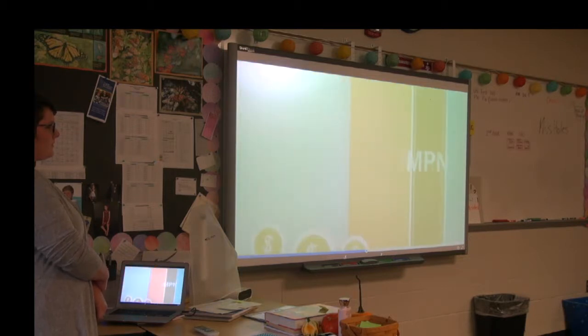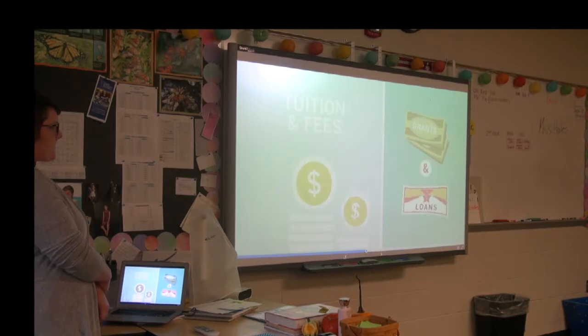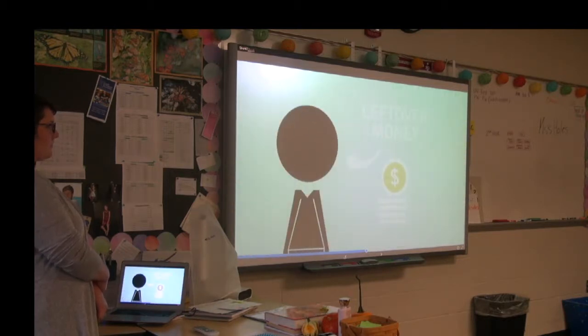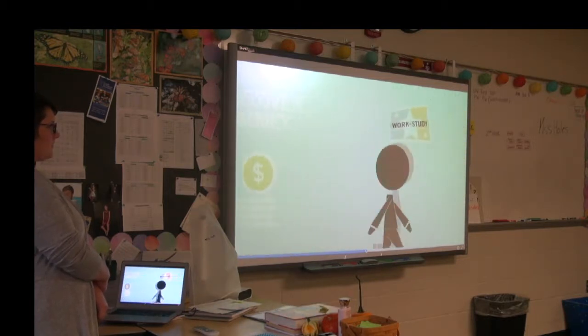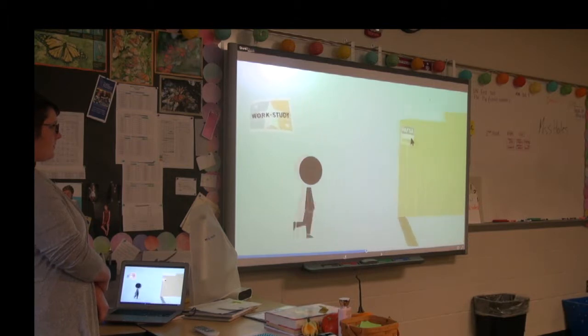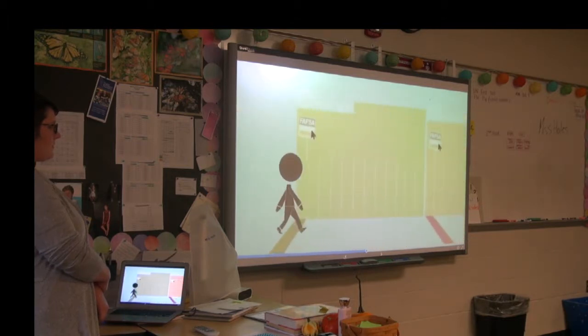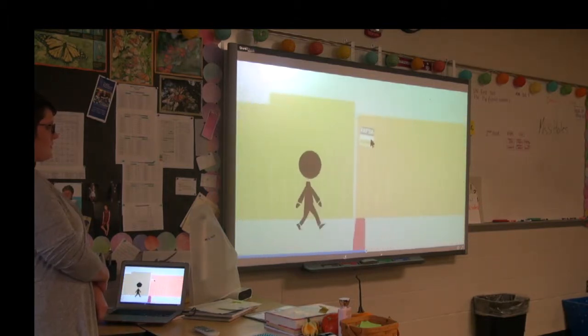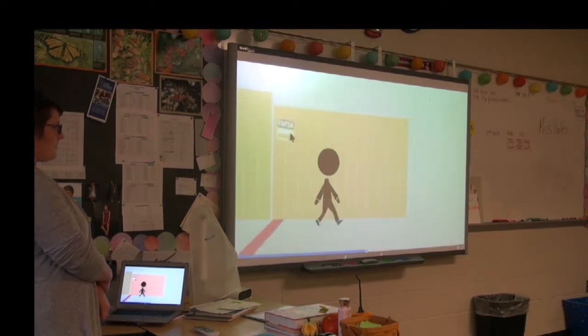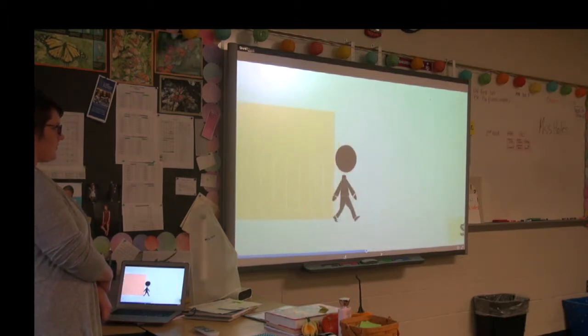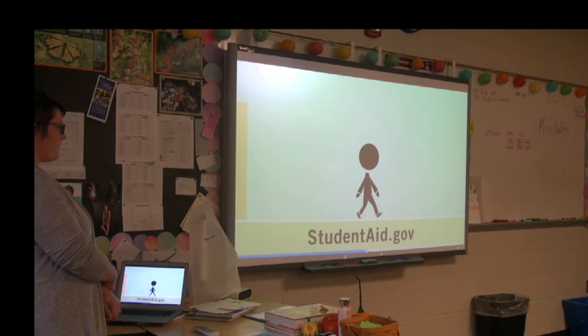So how do you get your money? Well, usually your grants and loans will be applied to tuition, fees, and other charges on your student account first. Then any leftover money is paid to you. Work-study funds are earned throughout the term. Remember, filling out the FAFSA is not a one-time thing. You must complete it every year you attend school. If you have questions or need more information, please visit studentaid.gov.